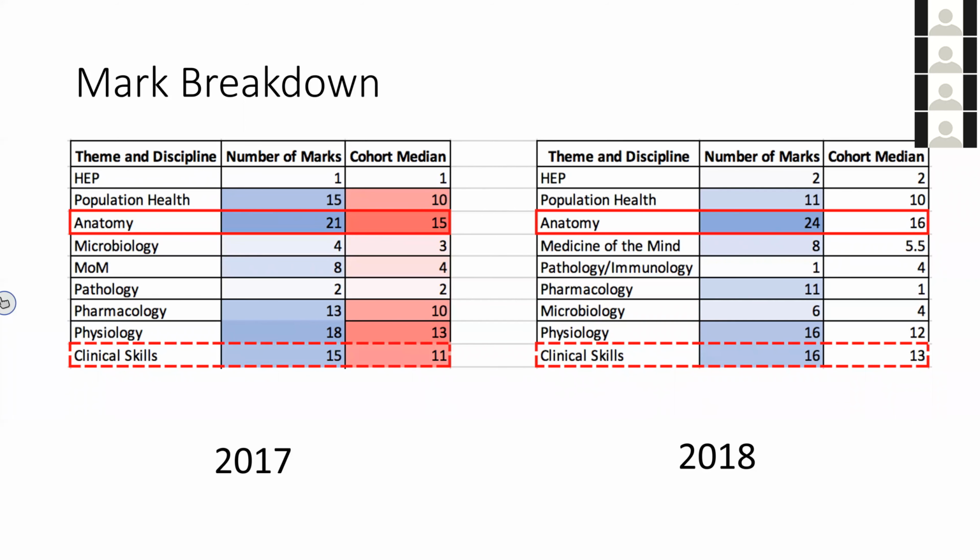Okay, so this is a mark breakdown of mostly anatomy that you're going to get in your exams. You can see that people don't do awfully well in anatomy, but in clinical skills they tend to do all right. So this is the content that I'm going to cover today: anatomy, embryology, thorax anatomy, and back anatomy.